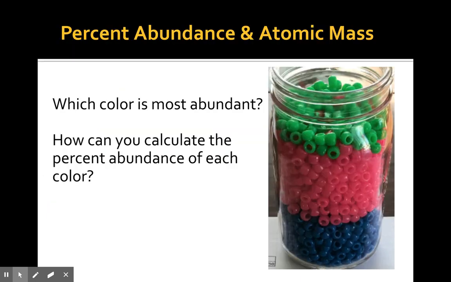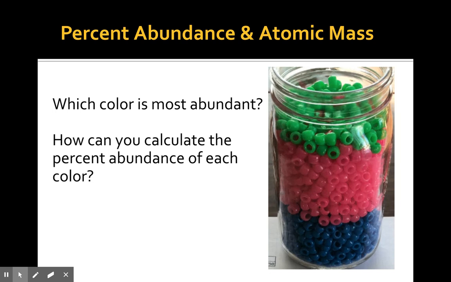So just to give you an example of what average atomic mass is like, if you had this jar of beads, you can clearly see that there's more pink and blue beads in the jar than there is green. So pink would be the most abundant bead in the sample. If you pulled out a bead at random, the chances of you grabbing a pink bead would be much greater than the chance of you grabbing a green bead.